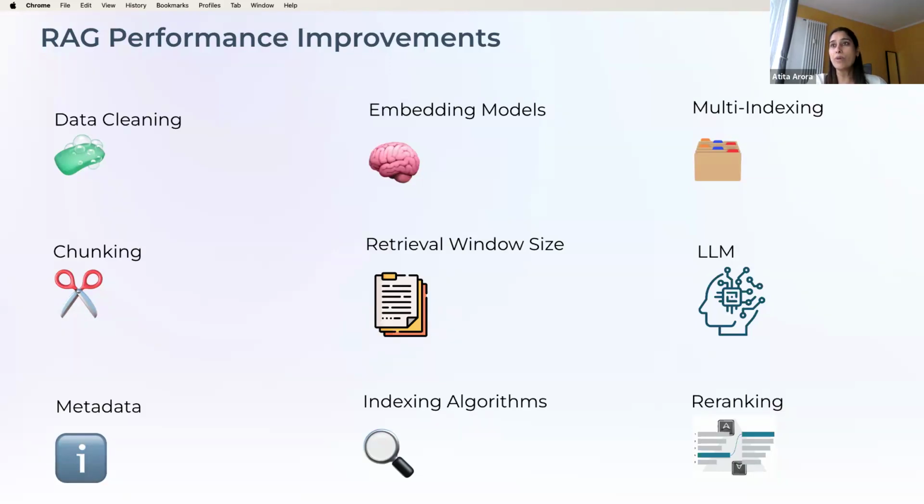So trying out providing fewer and more context chunks to the RAG pipeline, trying out different indexing algorithms, multi-indexing strategy as well, trying out sparse, dense, multimodal content that can be indexed, and of course, trying out different LLMs as well, and of course, re-ranking.